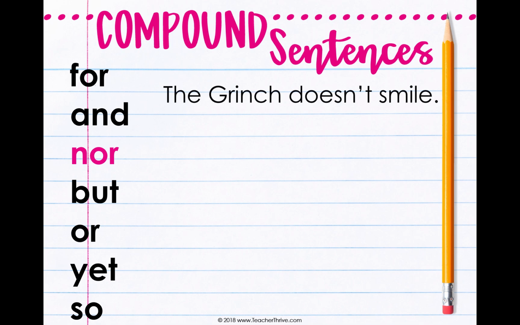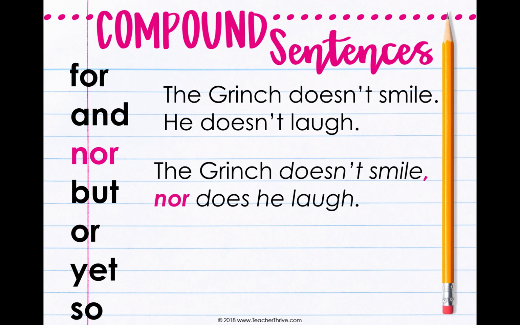The Grinch does not smile. He does not laugh. So let's combine it with the conjunction nor. The Grinch does not smile, nor does he laugh. Notice how the period at the end of smile is now a comma. We added the conjunction nor, then we added the second sentence. Does he laugh?